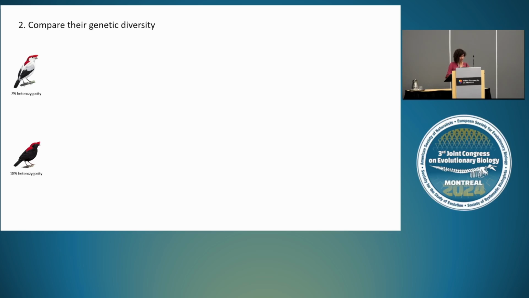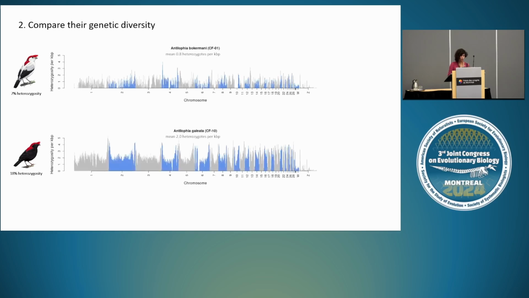Considering their genetic diversity, we found that Antilope bokermani had around 7% of heterozygosity, which could be considered not that low, because the census is like 213 individuals maximum. So this is not too low for such little numbers, and it's not that low compared to other endangered species. When we take this and look at the whole genome, we have some patterns that we can point to. First one is that heterozygosity tends to be higher at the ends of the chromosome, possibly because of the high repeat content, especially compared to galeata, that's also a pattern there.